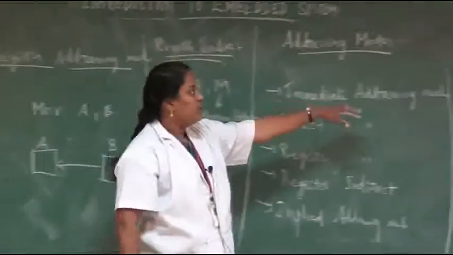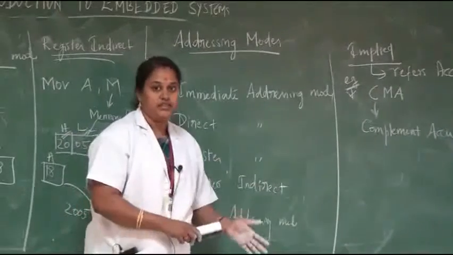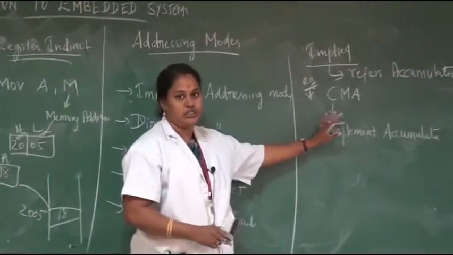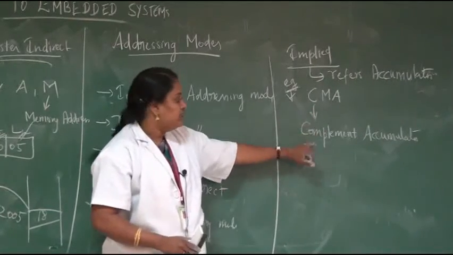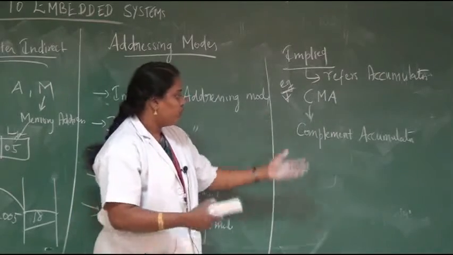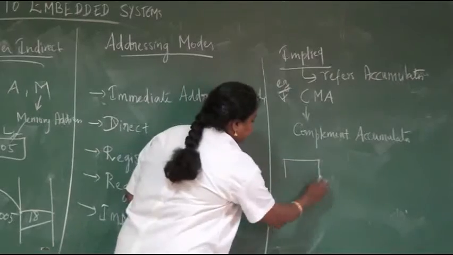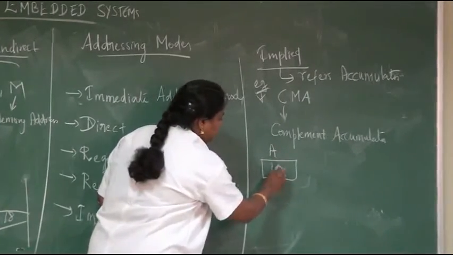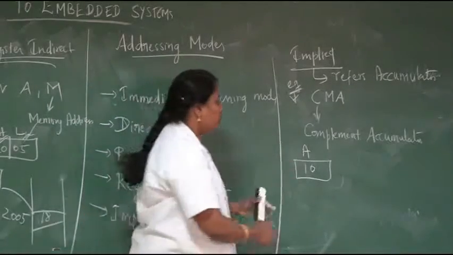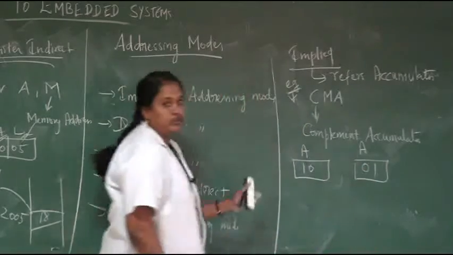And the last is implied addressing mode. Implied addressing mode is not going to give the data directly or indirectly. It is going to access only the accumulator for its processing. For example, CMA. CMA stands for complement accumulator. It is going to complement the value available at the accumulator. For example, suppose it has a value 10. After complementing this, the value is going to become 01.